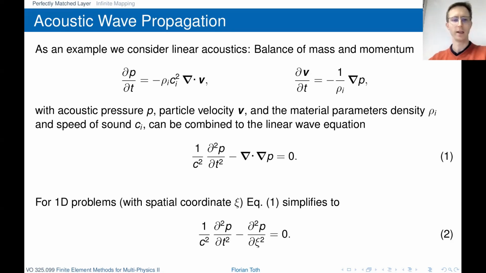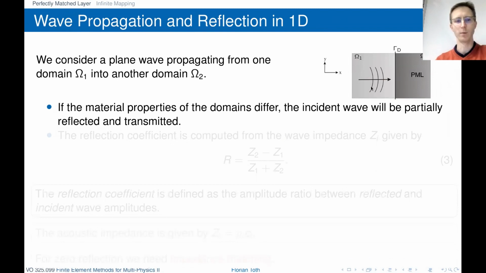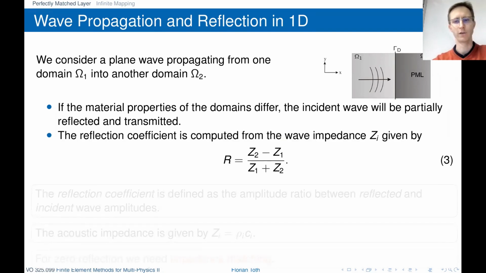If we now want to simplify this a little bit, for one-dimensional problems, we have the 1D wave equation, where we simply have a spatial coordinate x_i. So the Laplace operator just gets the second spatial derivative. Okay, so what happens when a wave propagates in 1D. So we consider essentially a plane wave propagating from one domain omega 1 here on the left to another domain omega 2 on the right. If the material parameters are inhomogeneous, the incident wave will be partially reflected and partially transmitted. And we can define the reflection coefficient from the wave impedance Z by this given formula. So the difference in impedance over the sum of the impedances.